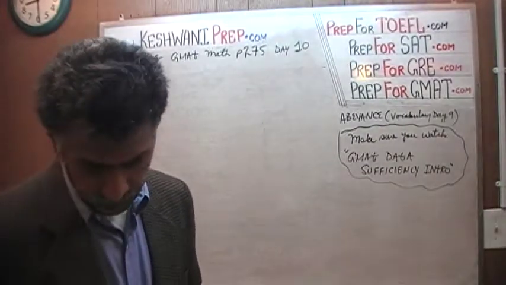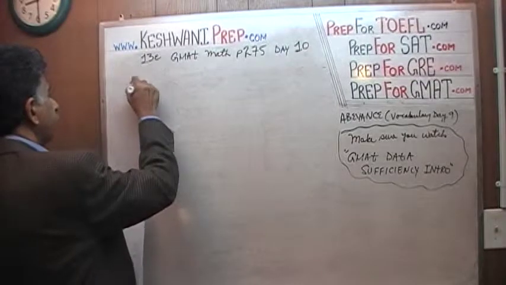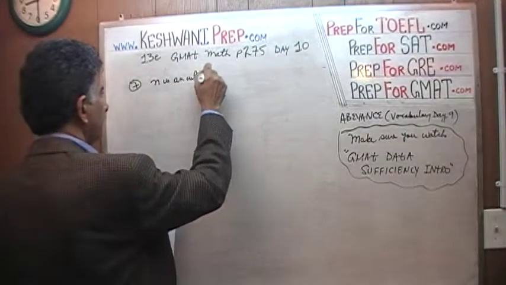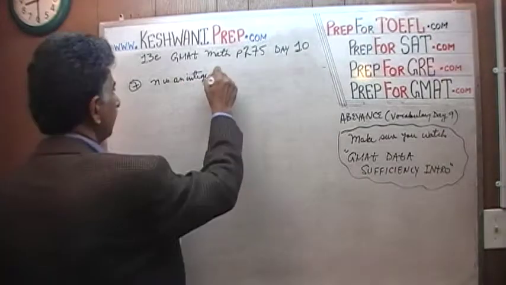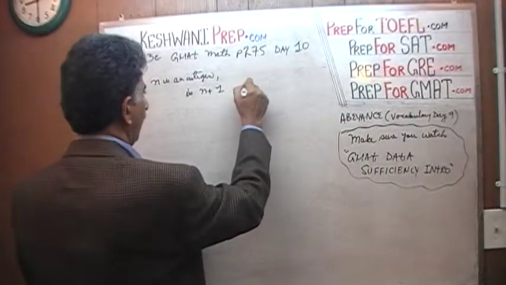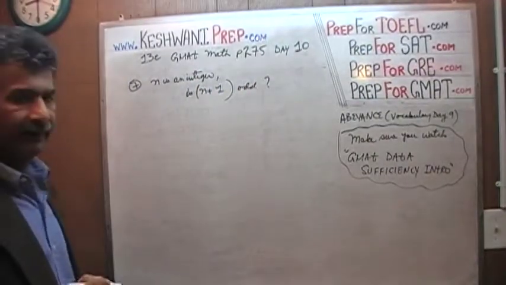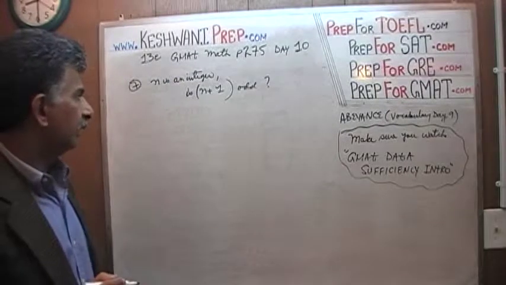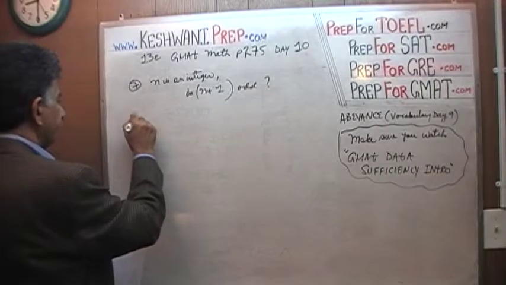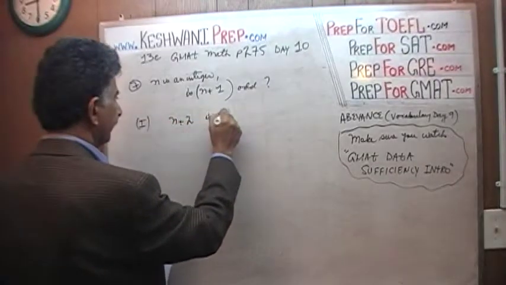If n is an integer, we're told that n is an integer, and the question simply is: is n plus 1 odd? That's all. Is this quantity odd? Based on the fact that n is an integer, can you tell us whether n plus 1 is going to be odd? Let's look at the first statement. It tells us that n plus 2 is even.